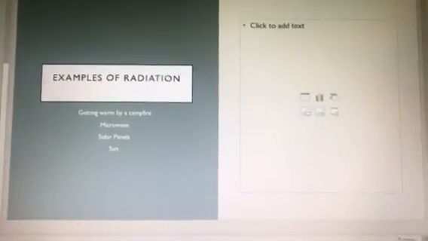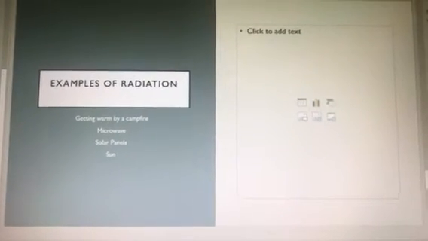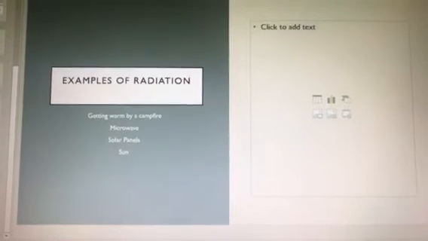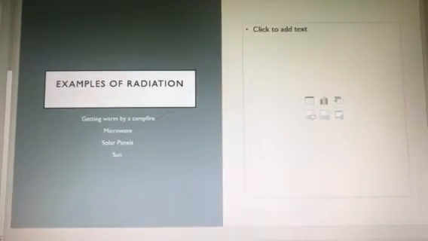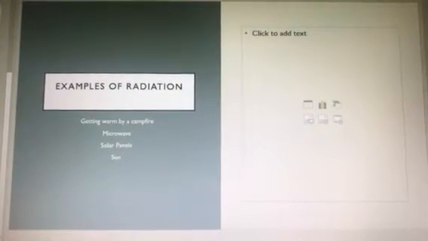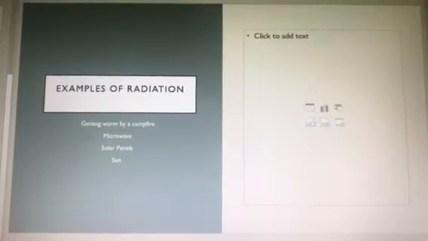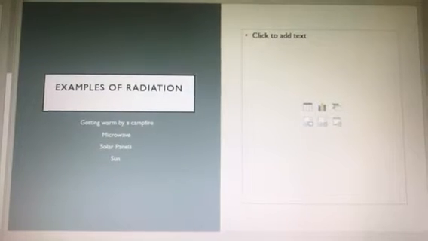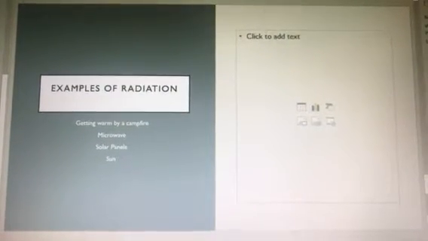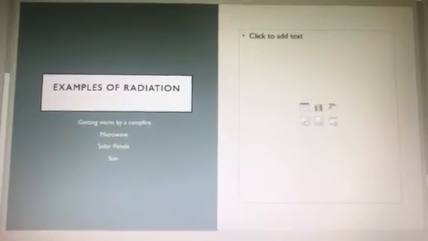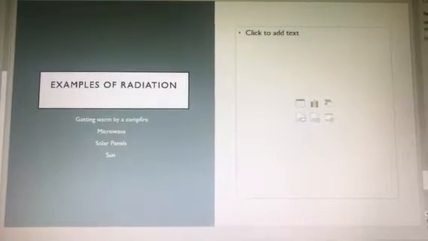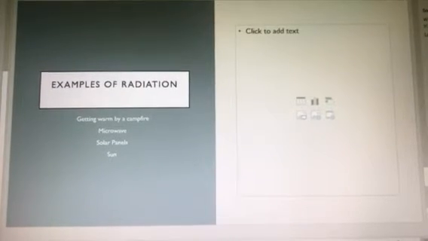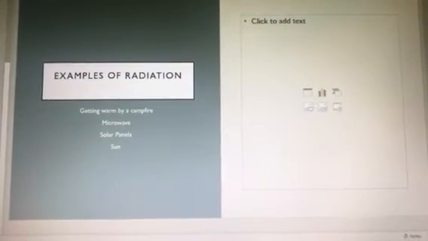Solar panels. Solar panels are an example of radiation through energy transfer. As the sun heats the solar panels, it creates energy and then is transferred as energy that can be used.